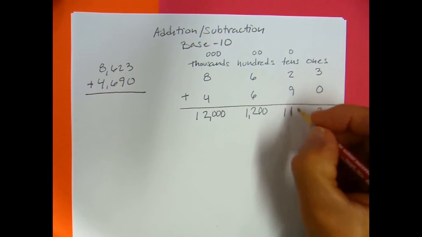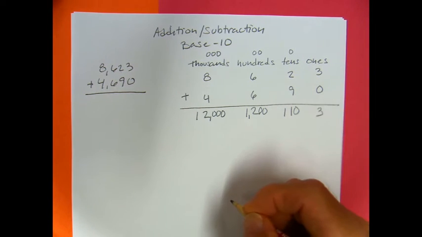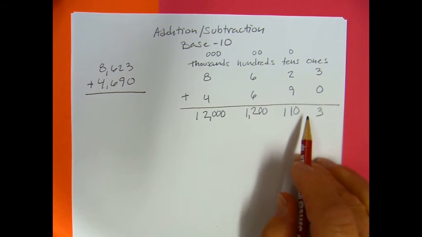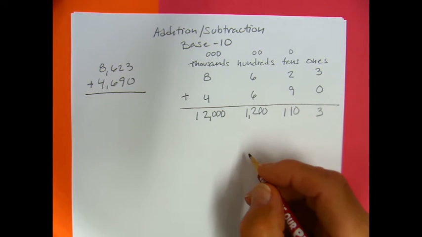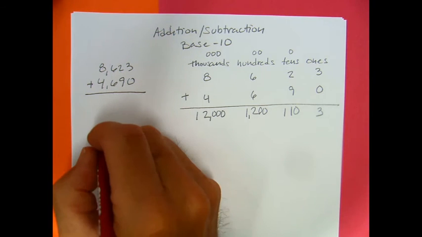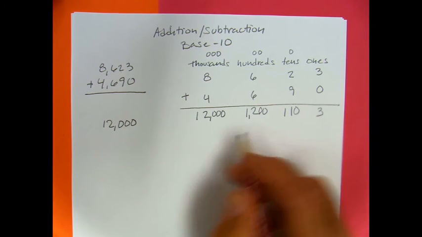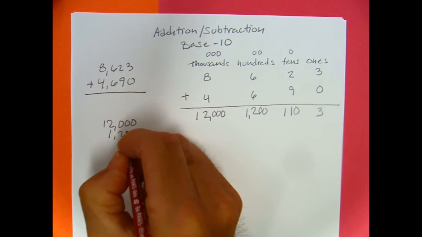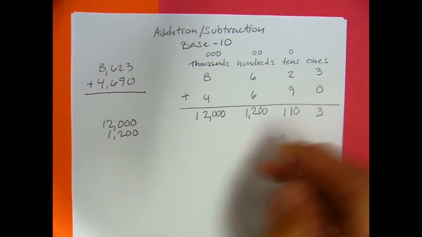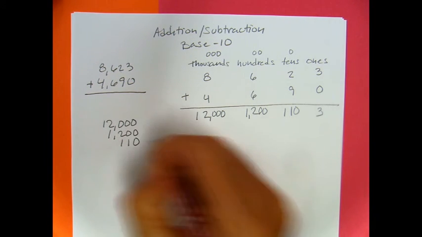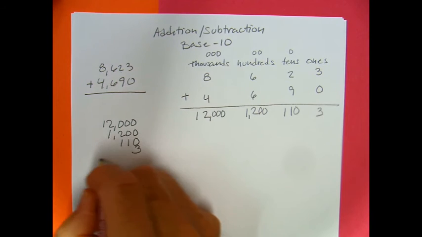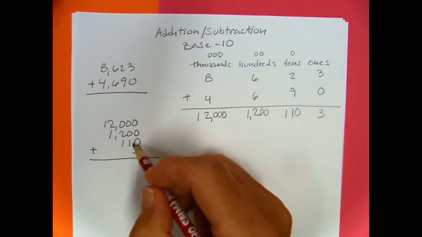Let's go to the tens. Our tens, we add 1 zero. Now we're going to have to do some column addition for this to get our answers. That might be a little bit difficult, but it's going to be worth it. Let's put our 12,000 over here, our 1,200 over here, our 110 over here, and our 3 over here. These two answers should equal each other.